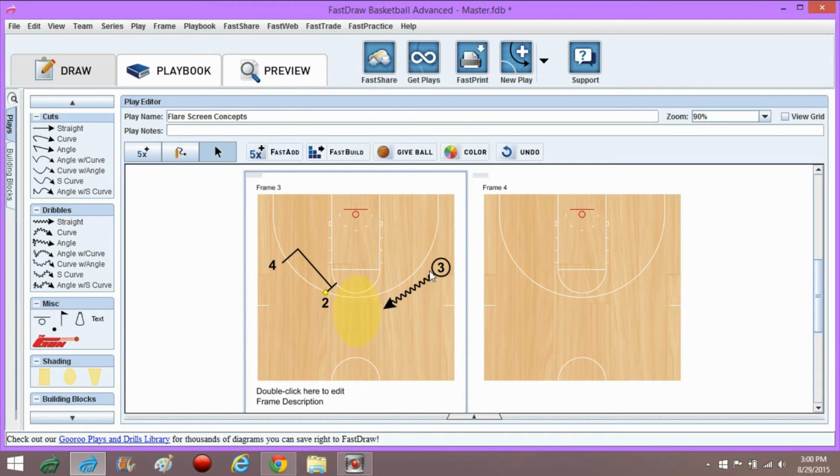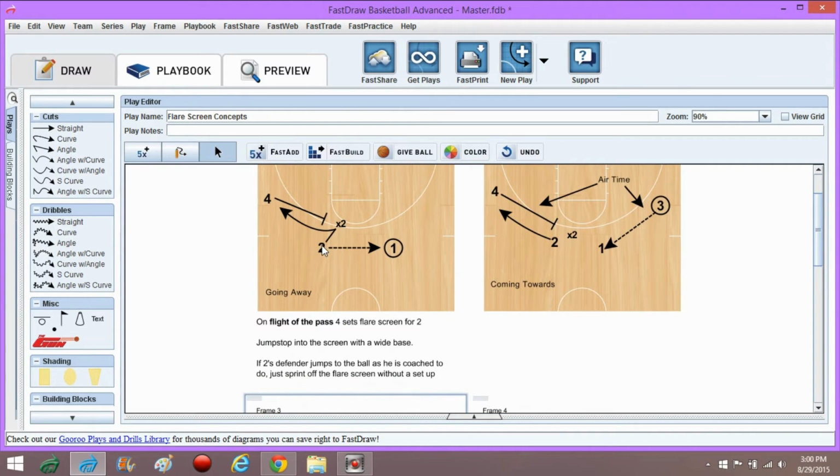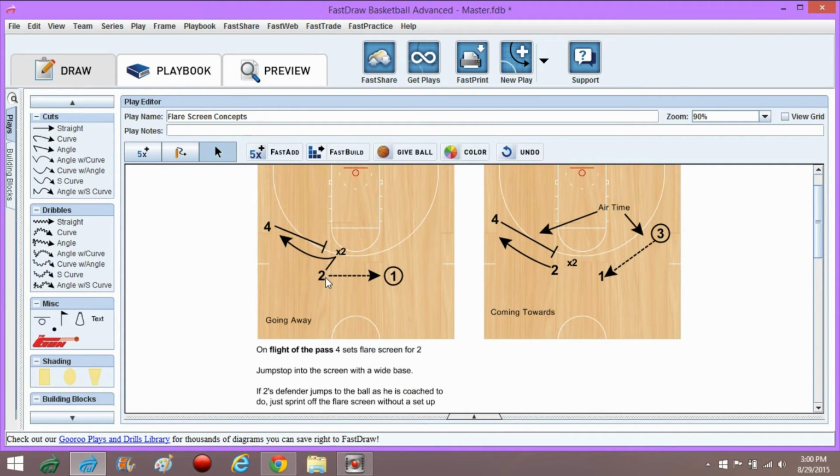Again, time the ball with the action, whether you time the action with the ball coming toward you on a dribble fill, or whether you time the flare screen immediately on airtime of the pass from slot to slot, or immediately on the airtime of the pass coming from the opposite wing to the slot on top. The screener should move on airtime.